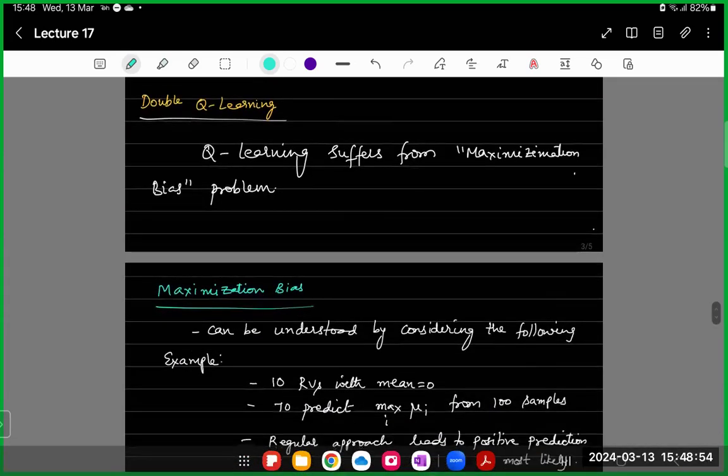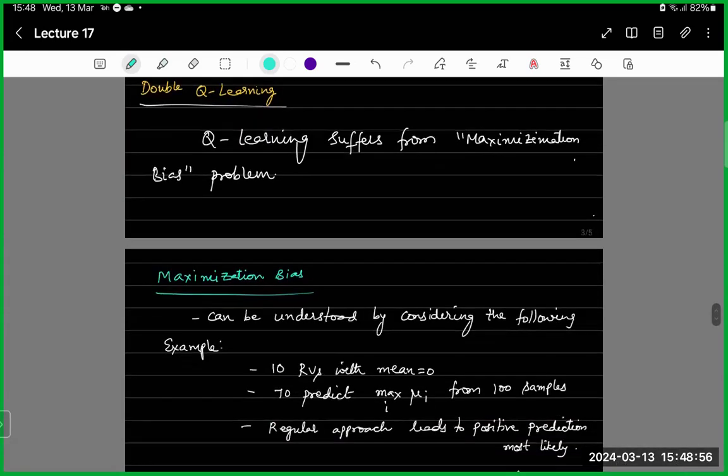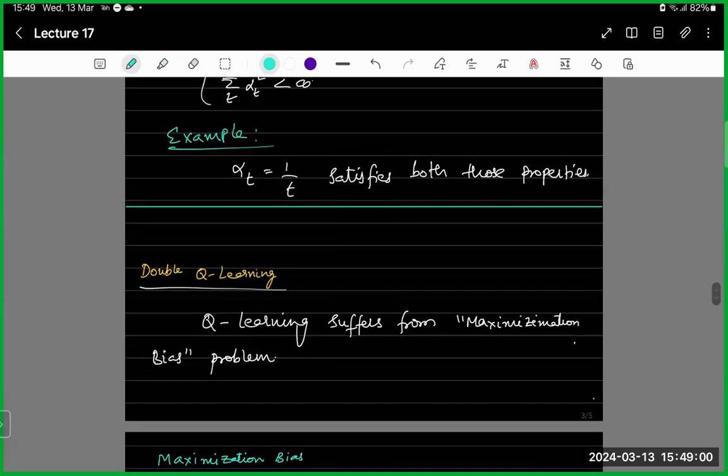So that is about the TD lambda backward view, and then we started looking at double Q learning, right? So what is double Q learning? Why do we need double Q learning? To solve this problem of maximization bias, right?